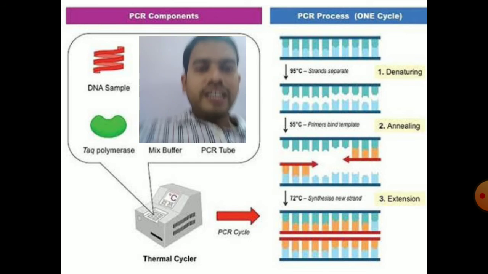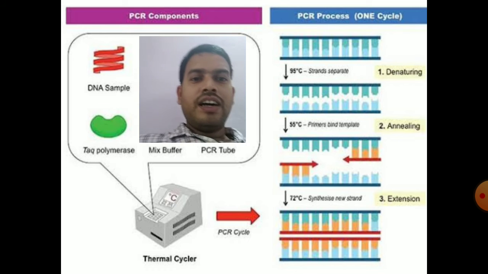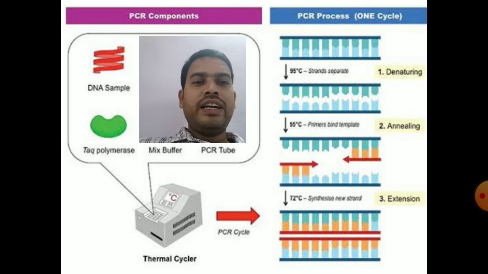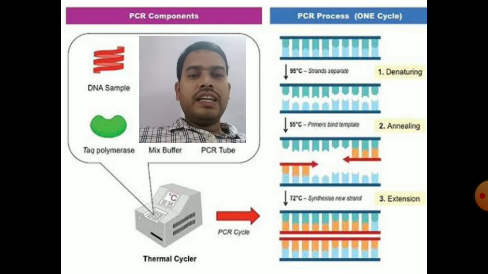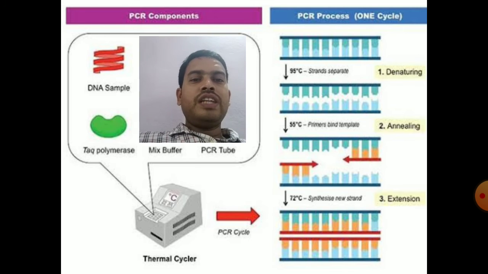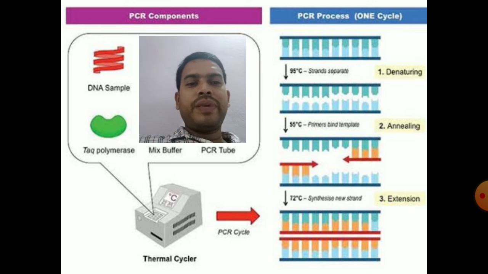All the three processes are carried out at three different temperatures. Denaturation at 95 degrees centigrade for 30 seconds. Annealing at 55 degrees centigrade for 20 seconds. And extension at 72 degrees centigrade, also for 30 to 40 seconds. So these are the three steps which are maintained at three different temperatures.